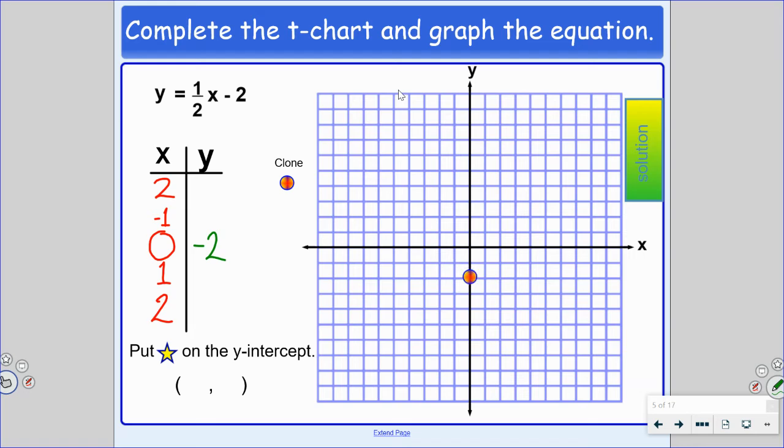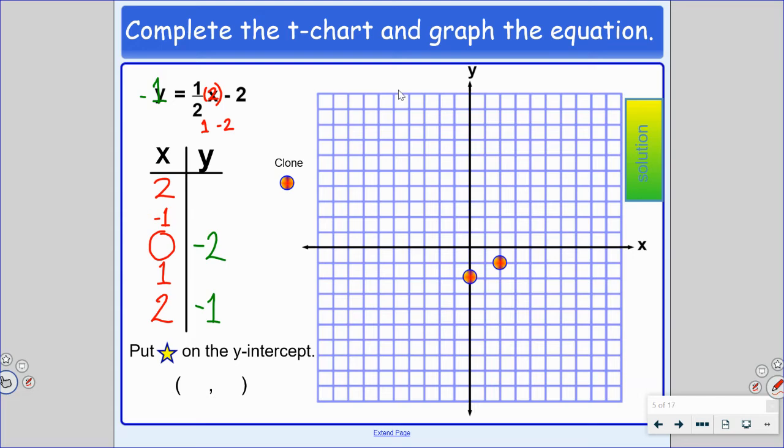Now again, could I sit here and substitute in 1? Absolutely, but let's go with 2. And think about why that'd be nice. Half of 2 is 1. And what's 1 go down 2? Oh, well, that would be -1, Mr. Cowan. So when x is 2, y is -1.